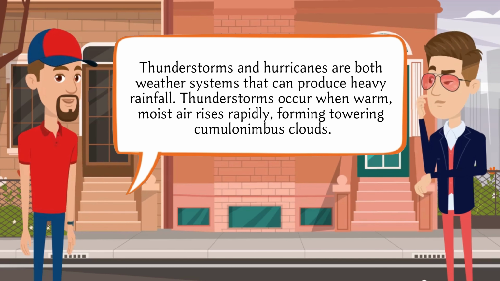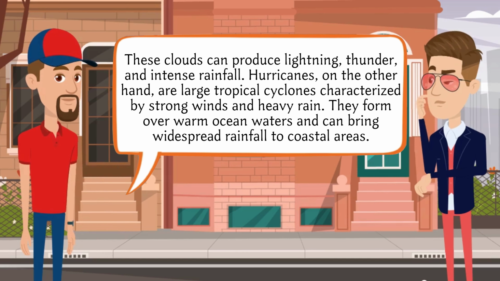Thunderstorms occur when warm, moist air rises rapidly, forming towering cumulonimbus clouds. These clouds can produce lightning, thunder, and intense rainfall. Hurricanes, on the other hand, are large tropical cyclones characterized by strong winds and heavy rain. They form over warm ocean waters and can bring widespread rainfall to coastal areas.